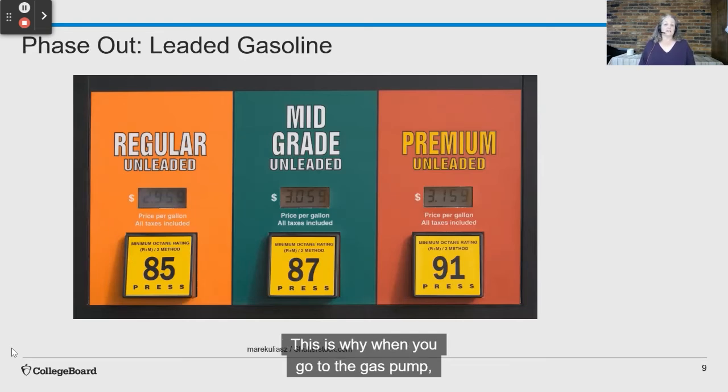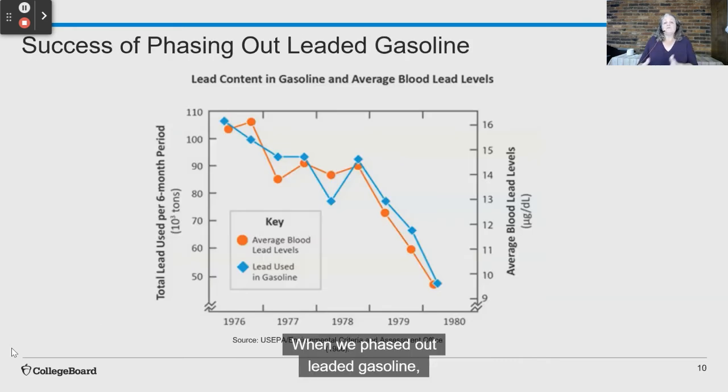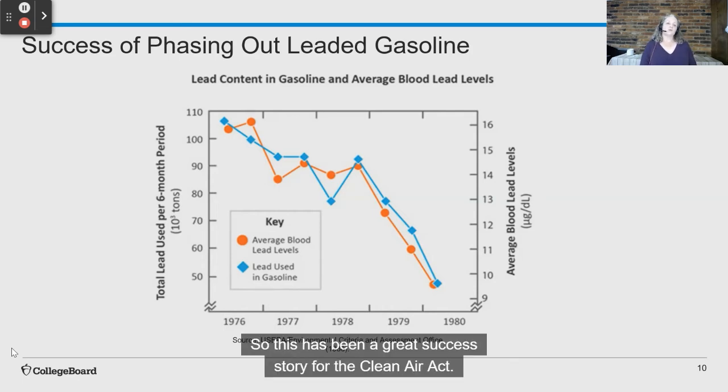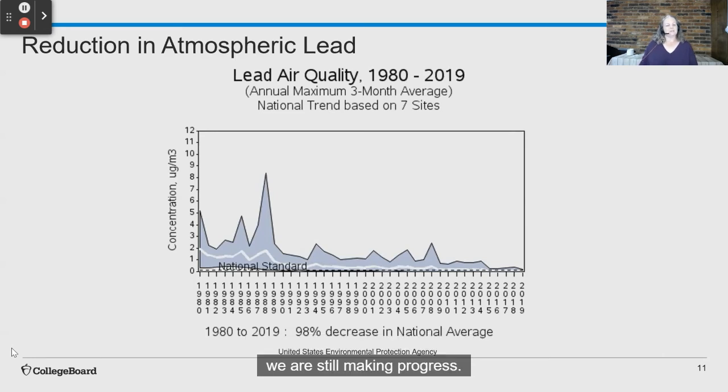This is why when you go to the gas pump, you will see that all of our gas says unleaded. So that has been mandated by the EPA, and almost every country in the world now has unleaded gasoline mandated. When we phased out leaded gasoline, we also saw a decrease in the lead levels in children's blood. So this has been a great success story for the Clean Air Act. Over time, this graph just shows you that we are doing great. We are still making progress up until 2019. You can see that the levels of lead in the atmosphere continue to stay low, and they have dropped quite a bit.